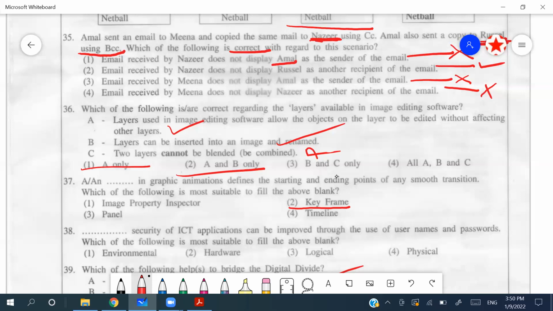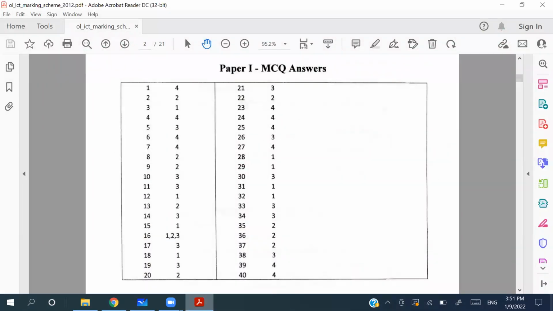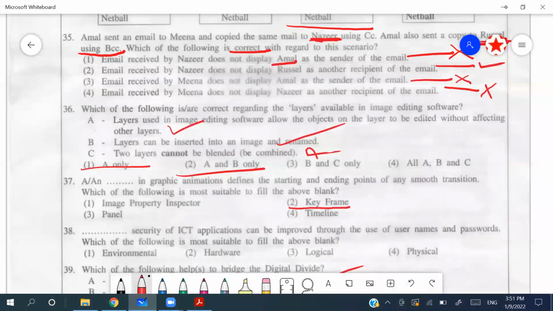I wonder whether they have gone with the fourth answer for 37, like the timeline. To do a smooth transition, we need keyframes as well as the motion tween facility, which can be taken along the timeline. Let me check the 37th answer. No, they have gone with the keyframes, right? But the much better answer would be keyframe and the motion tween, so it should be the second one. So for 37, the second one is the answer.